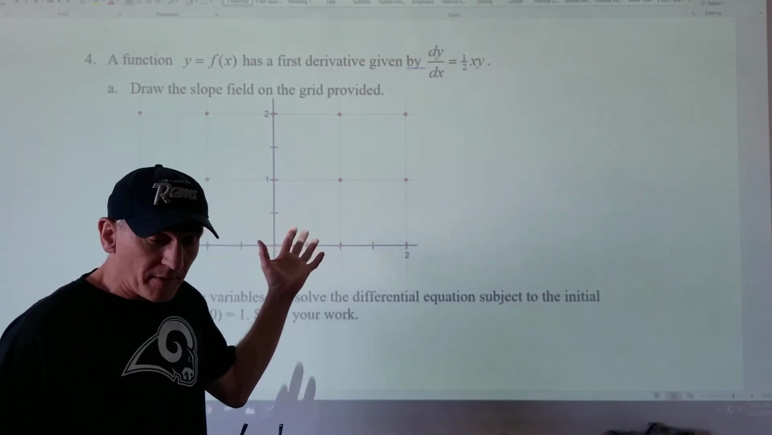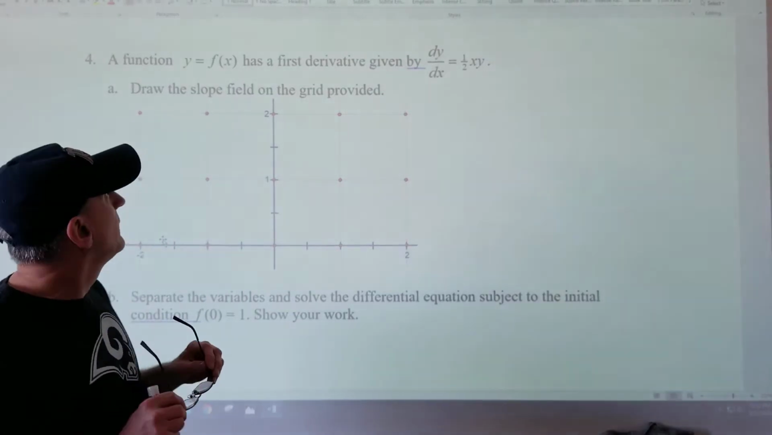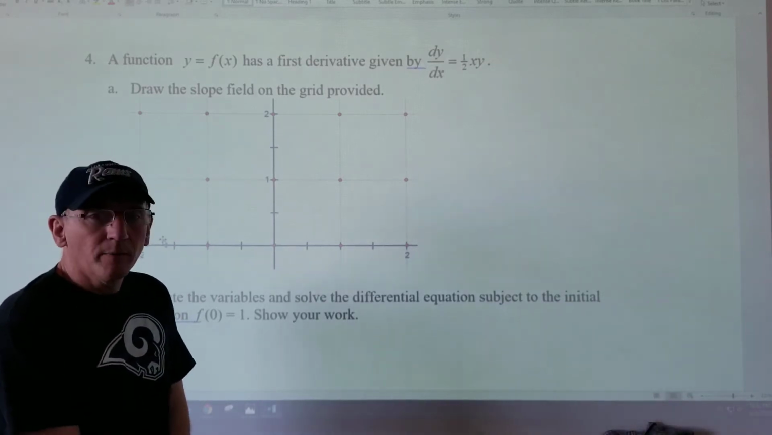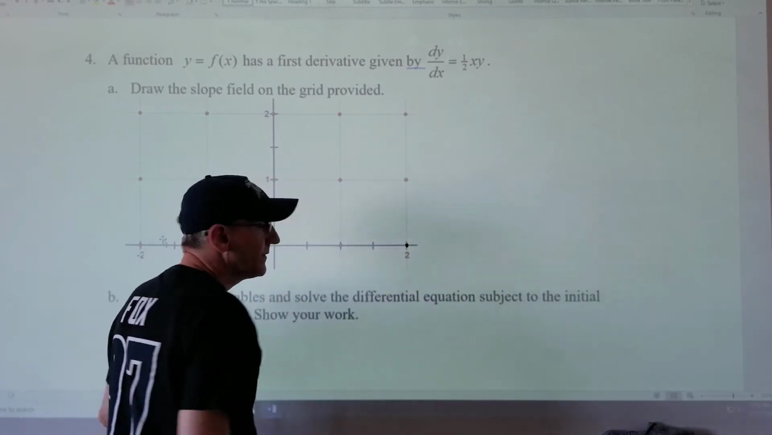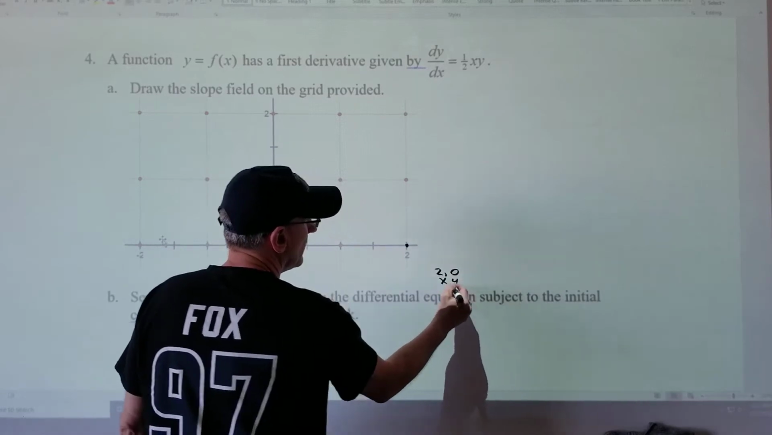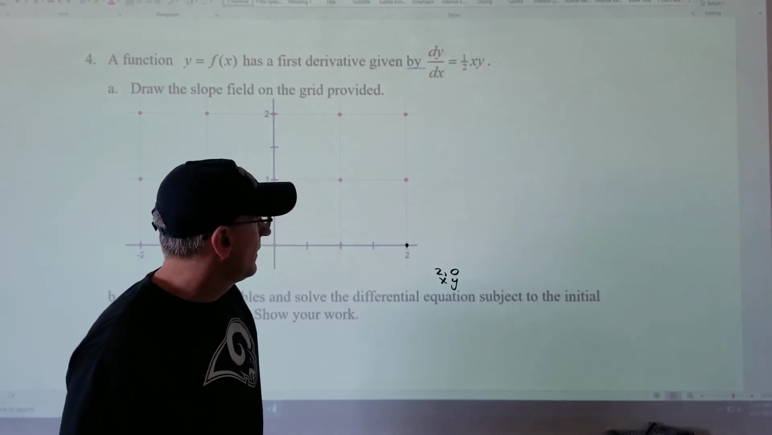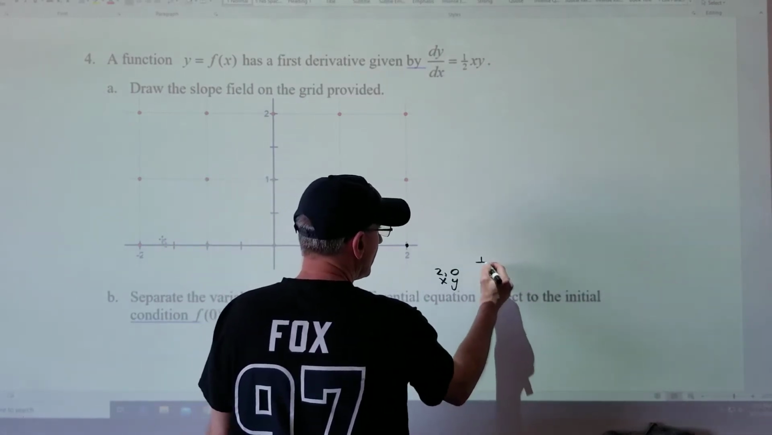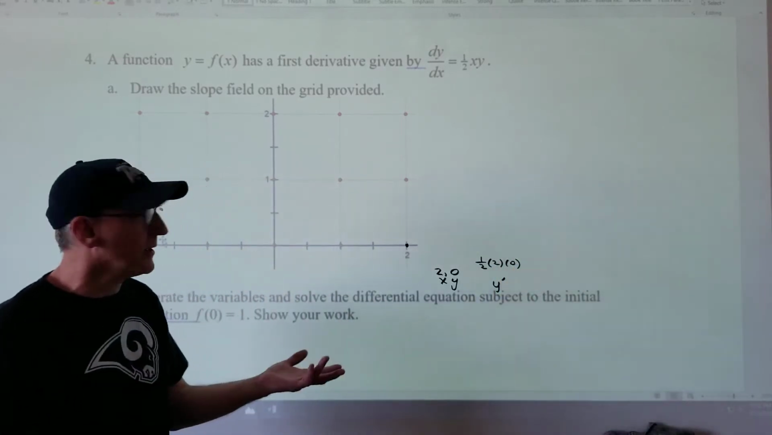This is the fourth problem in this review, and it involves creation of what's called a slope field. So how does that go? Well, here's the idea. You go to a grid point and you think about what is the x and the y there? Oh, okay, clearly it's 2 and 0. Well, the formula for the derivative says 1/2 times x times y. So at that point, the y prime value is 1/2 times 2 times 0, and that computes to be 0.